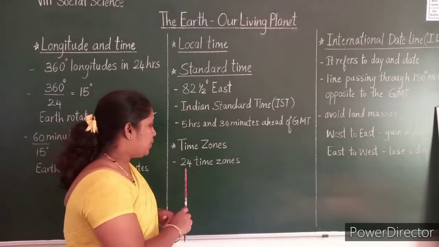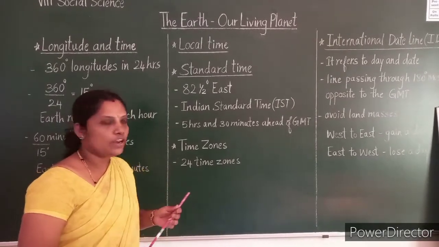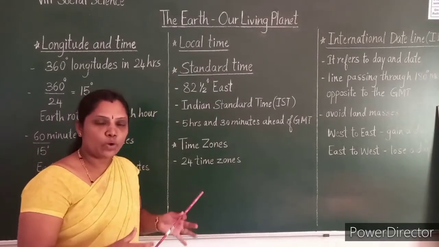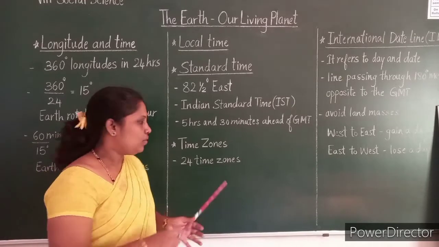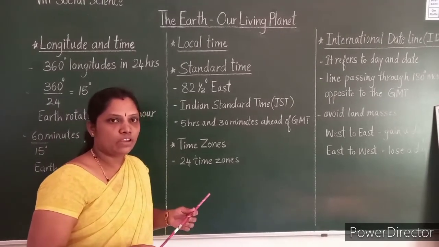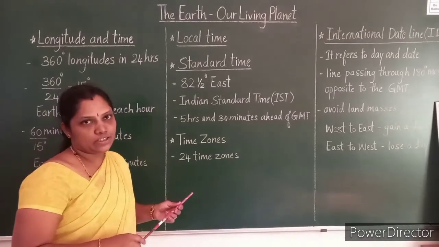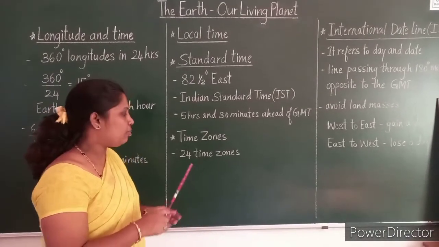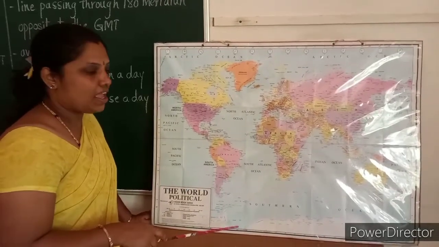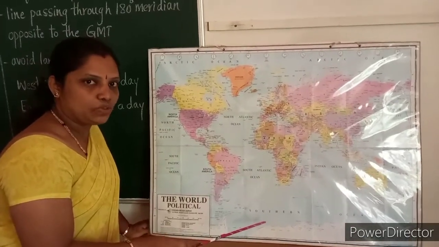There are 24 time zones in the world. Our earth, our globe, is divided into 24 such time zones. For the convenience of the people, they have made time zones. As I told you, there are 24 time zones.